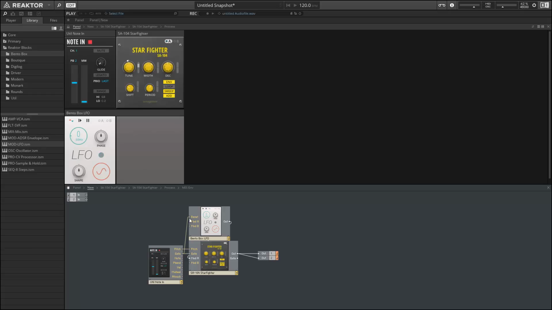We also have a gate output, which allows us to re-trigger the gate whenever our envelope is restarted.